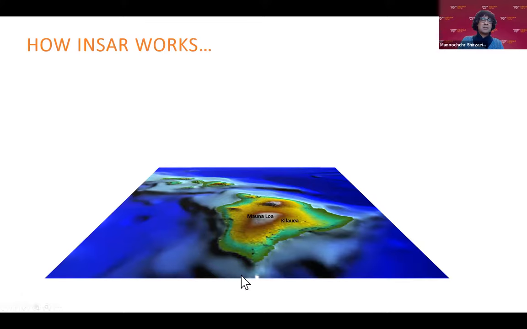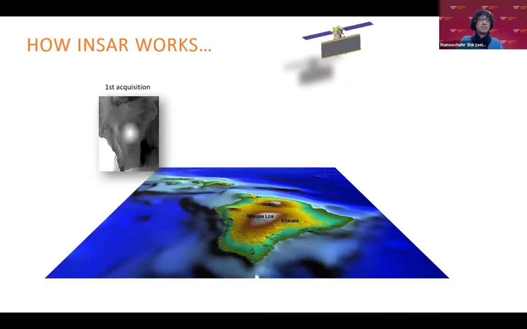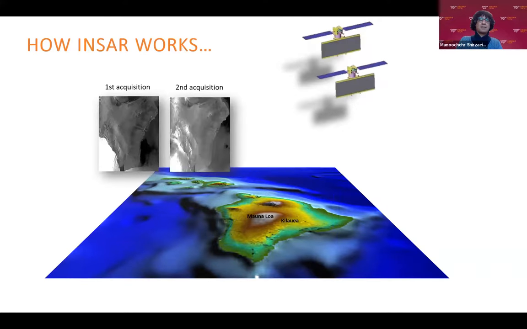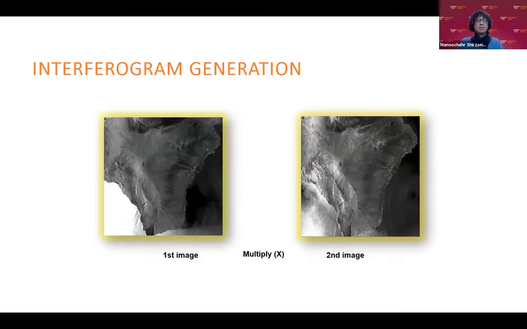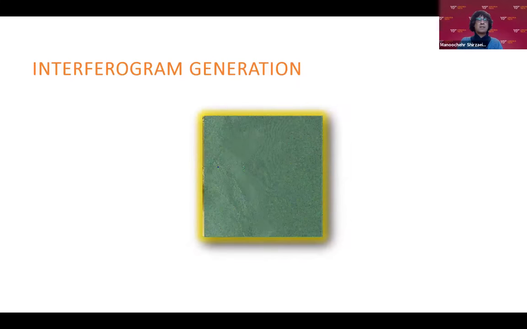So think about this island, Hawaii Island, which has two active volcanoes, Mauna Loa and Kilauea. A radar satellite overflies, transmits the radar signal, collects the backscatter, and then comes back and after several days, weeks or months, transmits the same signal at a location which is close to the first one and collects the return signal and creates the second image. After co-registering the second one with the first, we multiply the first one with the complex conjugate of the second one, and we create an interferogram.